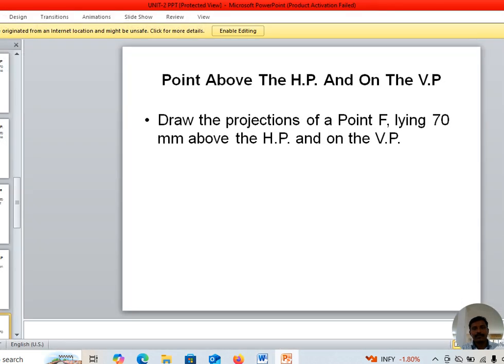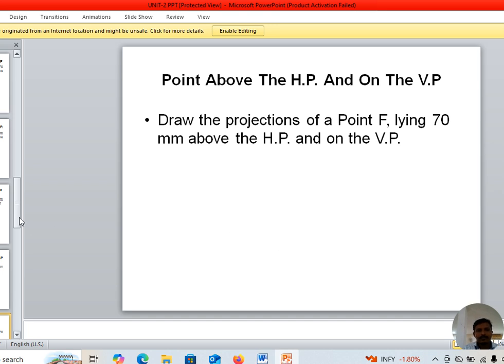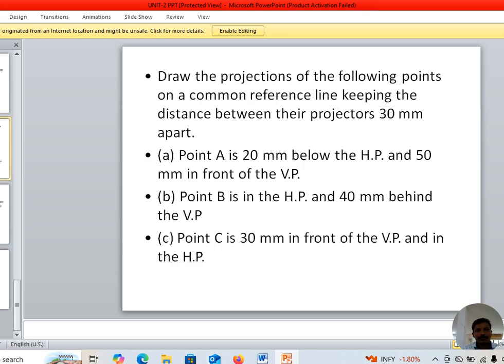70 mm above the HP, on the VP. It is the condition, and the remaining are also the same. And the last example problem is here. It represents the multiple views in multiple planes, meaning first angle, second angle, third angle, and fourth angle projections. The final output.